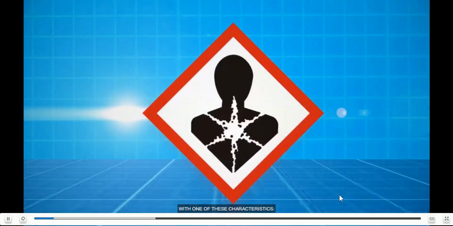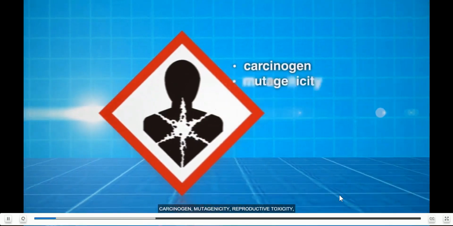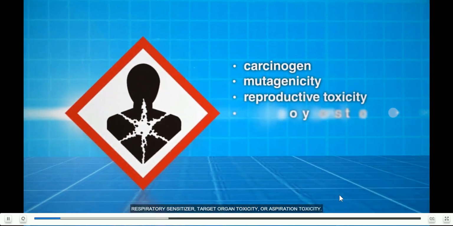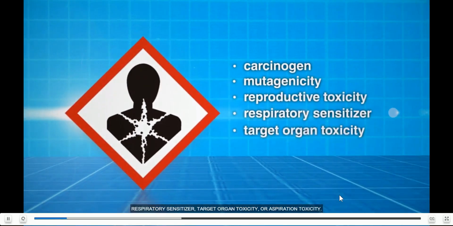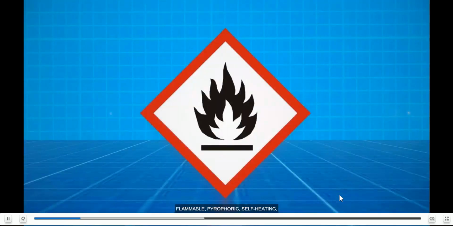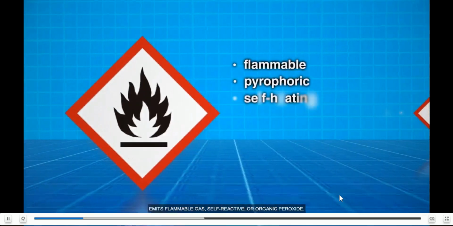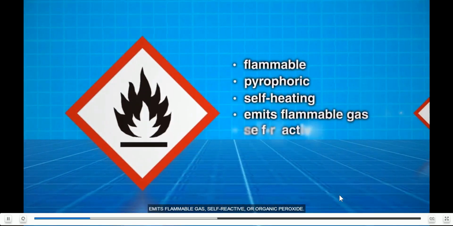The health hazard pictogram applies to chemicals with one of these characteristics: carcinogen, mutagenicity, reproductive toxicity, respiratory sensitizer, target organ toxicity, or aspiration toxicity. The flame pictogram applies to chemicals with one of these characteristics: flammable, pyrophoric, self-heating, emits flammable gas, self-reactive, or organic peroxide.